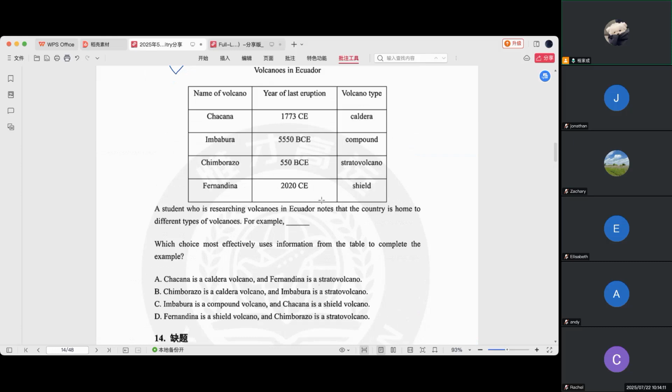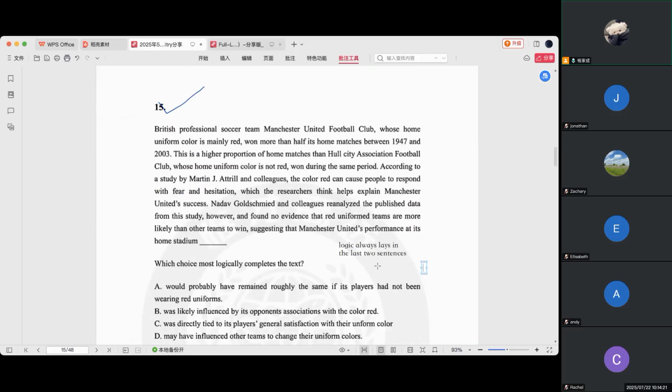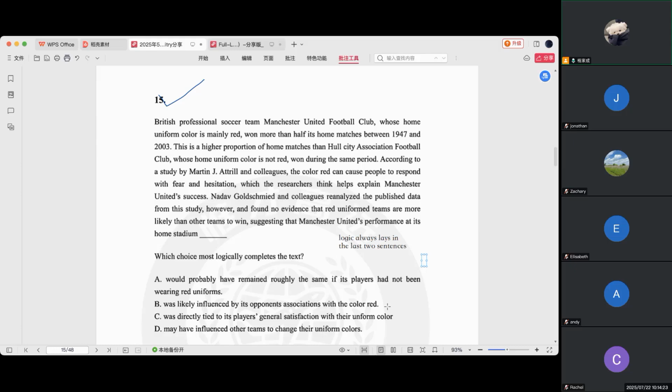And then if you just follow the same logic, I think you guys should end up with option D, right? It's a shield volcano, and the other one is stratovolcano. And for number 15, the right answer is also pretty straightforward. The right answer will be option A.